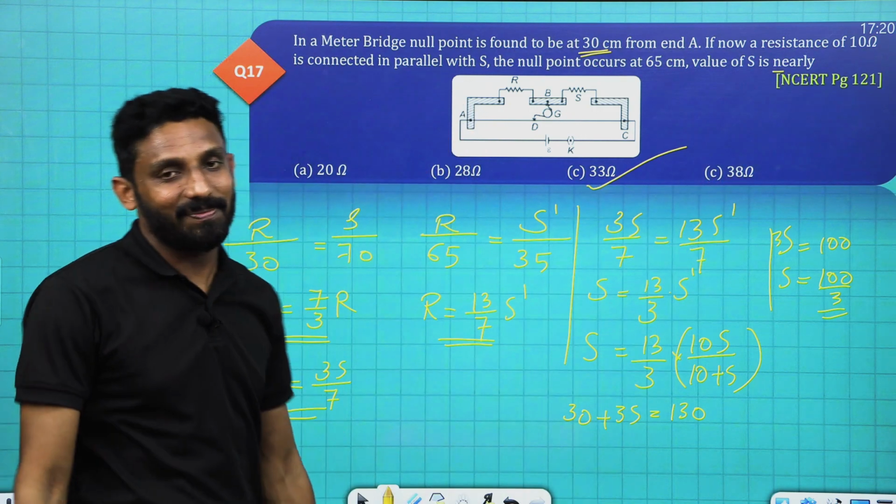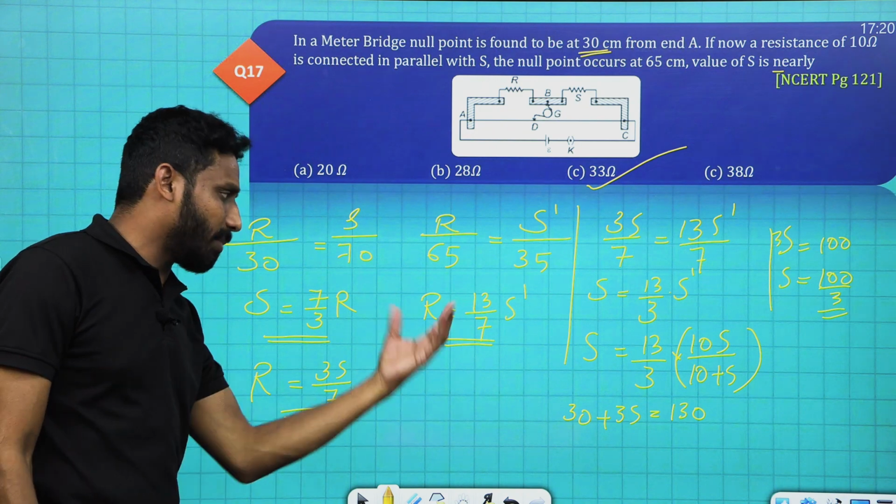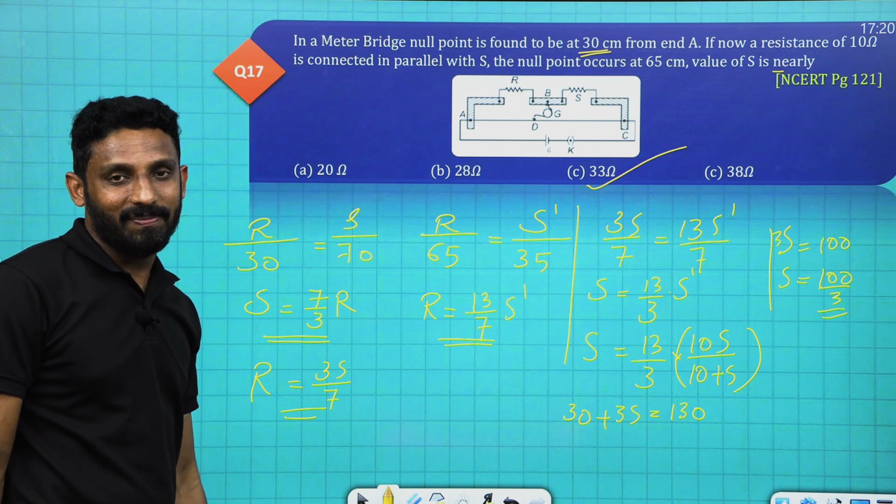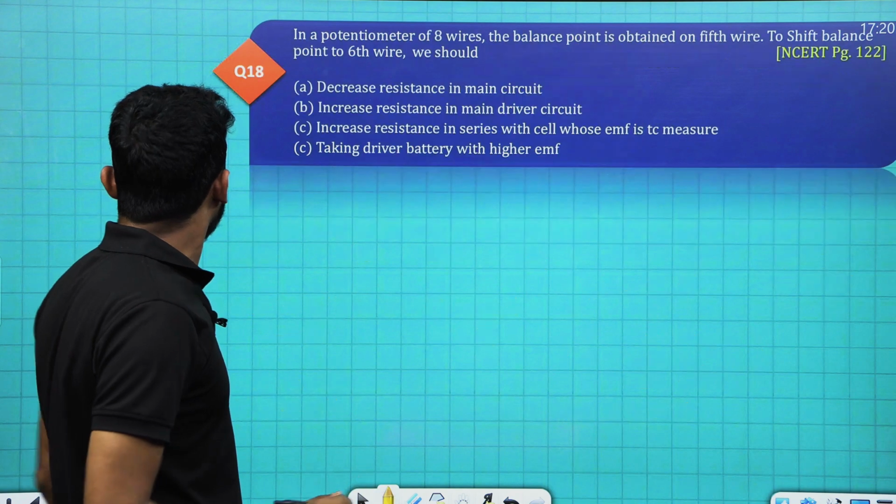Answer is option C. Look into the steps, very easily done. Okay, good. The next question.